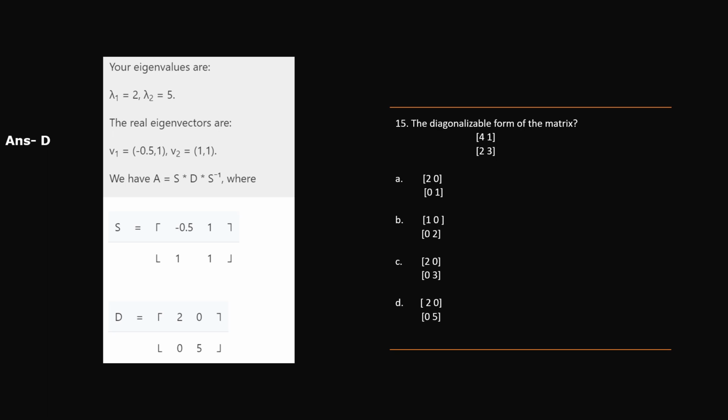The 15th question is about the diagonalization of a matrix. We have a 2 by 2 matrix with elements 4 1 2 3, and it is asking for the diagonalization matrix of that matrix. We will not go into the full process, so I have attached a screenshot telling about the process of calculating the diagonal matrix of a matrix. Actually, we will talk about what happens and how easily we can calculate it from the given options.